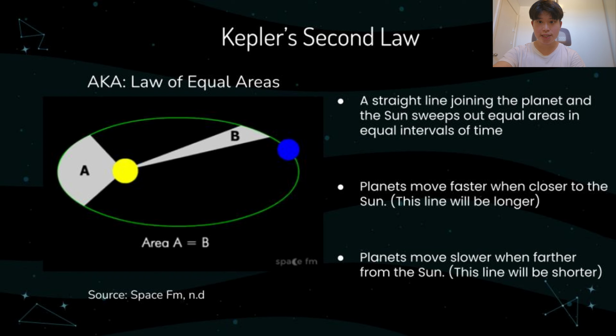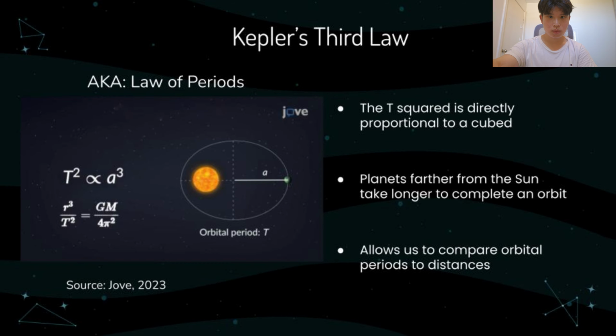Kepler's second law states that a line joining a planet and the Sun sweeps out equal areas in equal intervals of time. This also means that when a planet is closer to the Sun, it moves faster, and it moves slower when further away from the Sun.